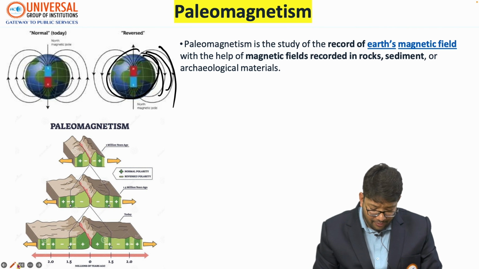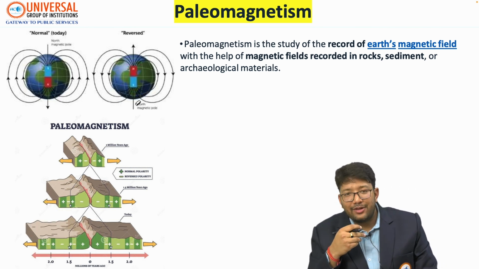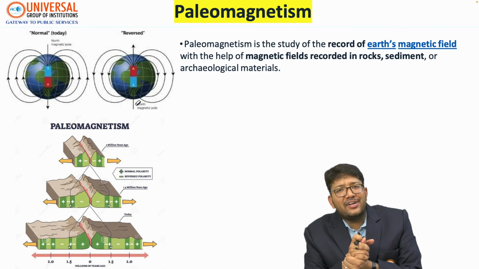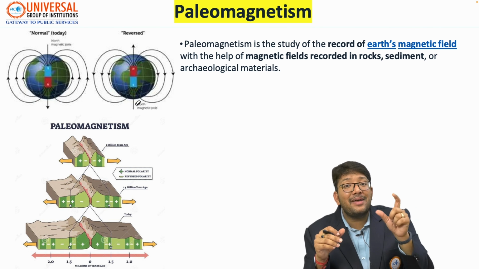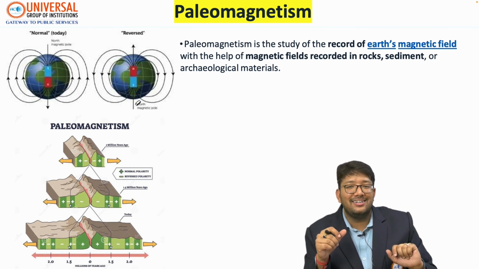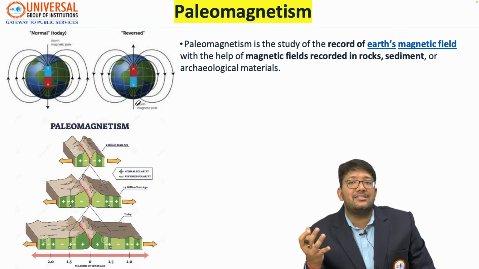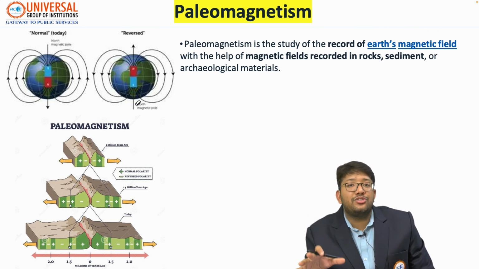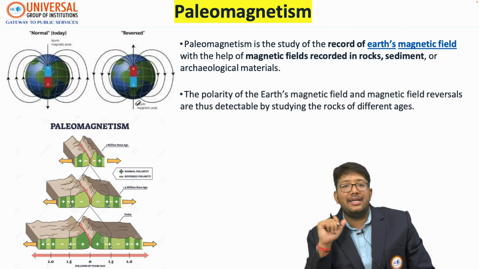Now you might be wondering, why do we need the record of Earth's magnetic field? Earth's magnetic field should be permanent, but it is not. Remember that our Earth's magnetic field keeps on changing. That is what paleomagnetism is, and that is also strong evidence of the plate tectonics theory and continental drift, which we will cover in the later part.